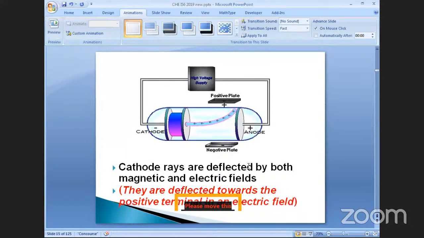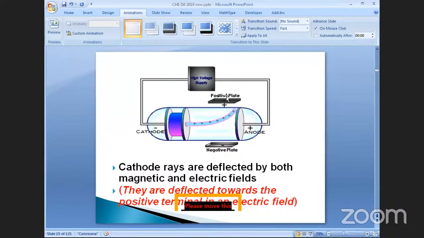The third experiment he carried out on the cathode ray was to find out what kind of charge is there. So he subjected the rays to both an electric field and a magnetic field. In an electric field, we have the positive plate and the negative plate. The rays are deflected towards the positive terminal in an electric field, so that gives him the kind of charge. If it was deflected towards the negative plate, it would mean that the charge is positive, since unlike charges attract.